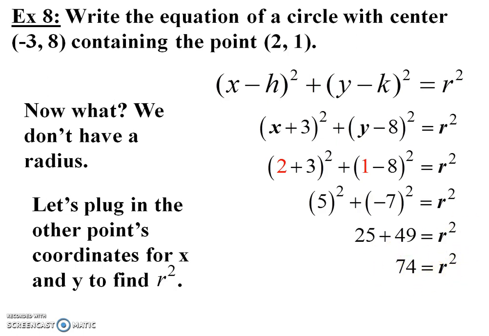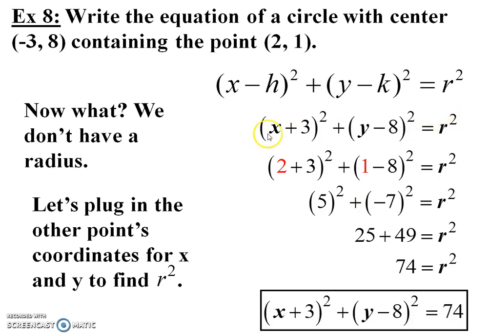So we're going to take this and go back up here and erase. We're going to go to this part right here. We're going to take out that r squared and put 74. So this is the equation of our circle. Quantity x plus 3 squared plus the quantity y minus 8 squared equals 74.